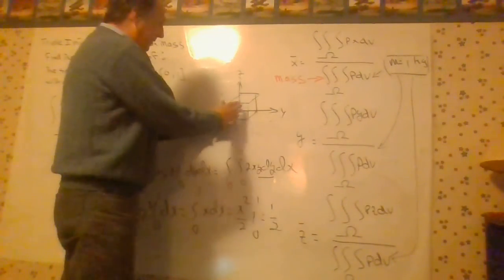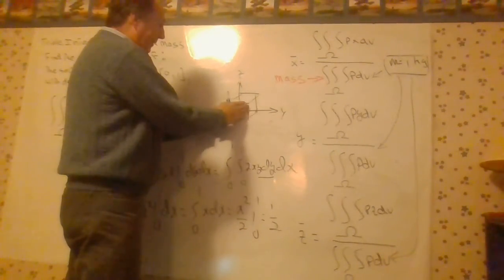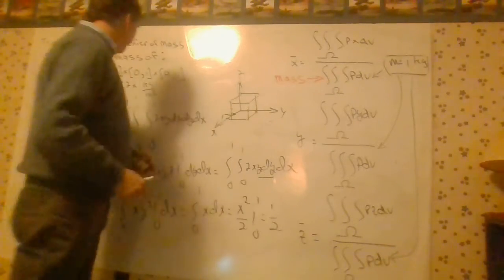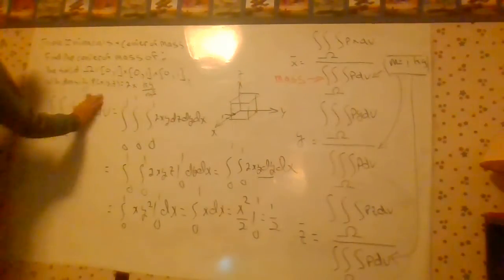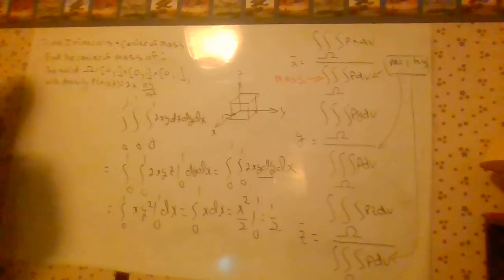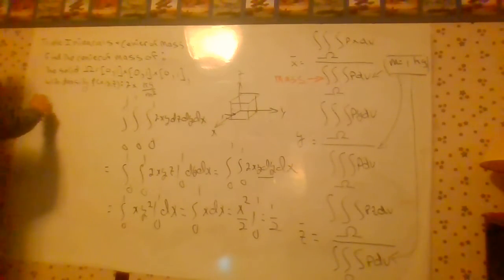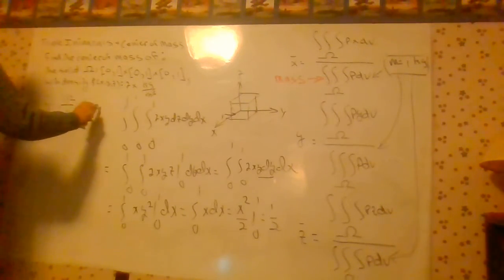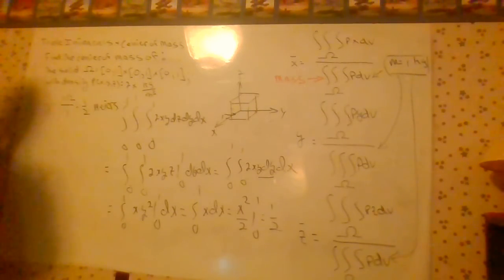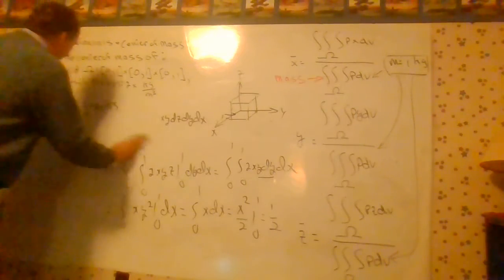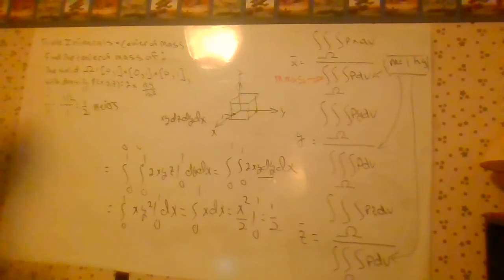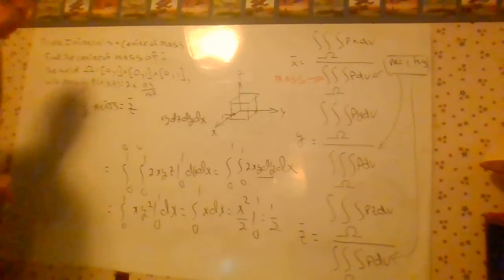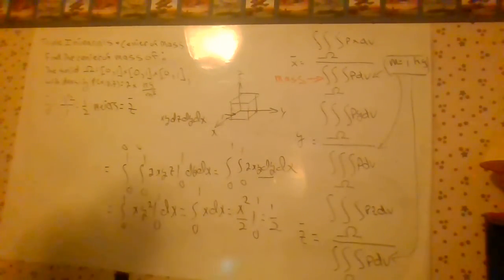My suspicion was that the center of mass on the y-axis was 1/2, right in the center, because the density does not vary with y. So y bar is equal to 1/2 meters, and you can guess this is probably the same as z bar. You can go ahead and do the integration. That's exactly what you will get.